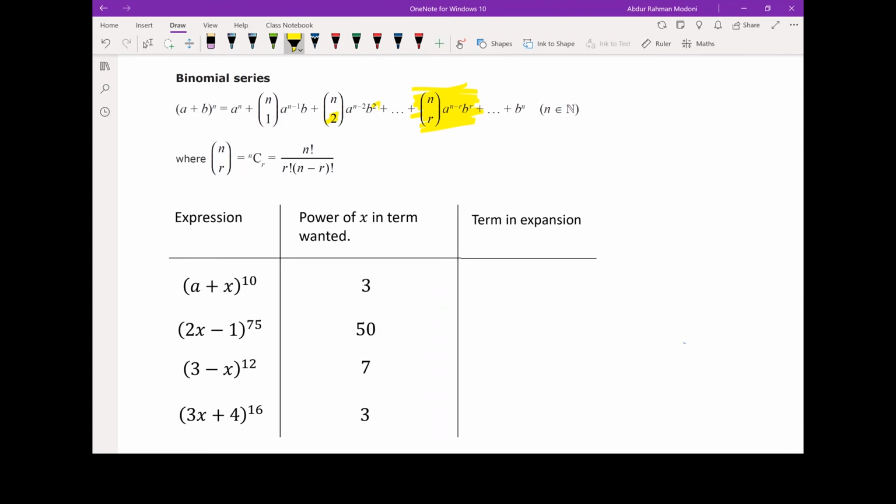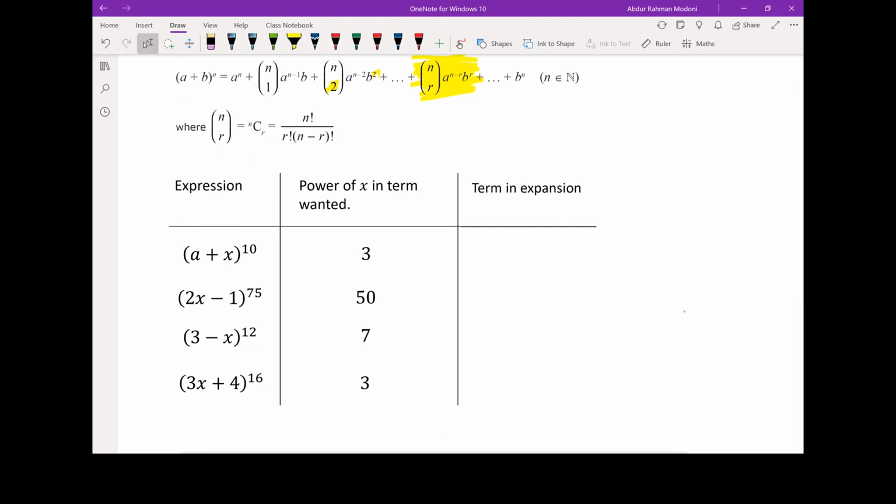So we're going to look at this general term here, and how we can use the general term, not to do the whole expansion, but just to focus on a particular term in the expansion. Up until now, in that last example you looked at, you found the expansion up to and including x to the power of 3.